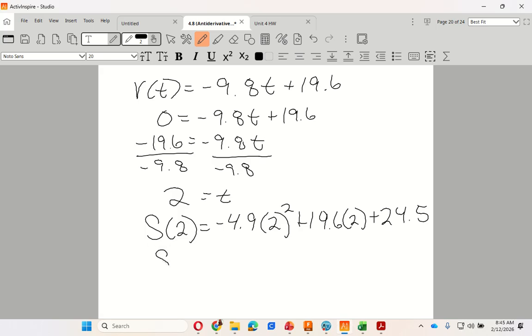So S of 2 is 44.1. Now, what are my units? Because units are important to get full credit for everything. Just meters, because it is a position, not a velocity or acceleration.